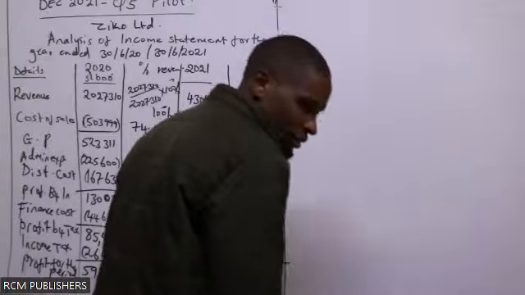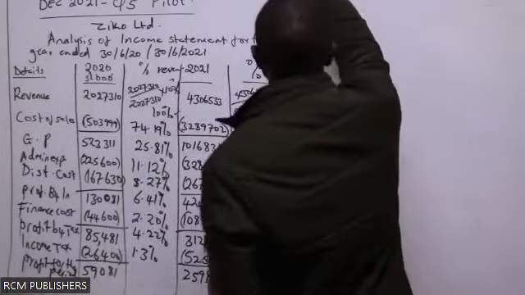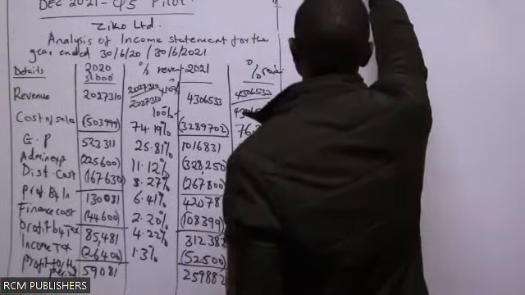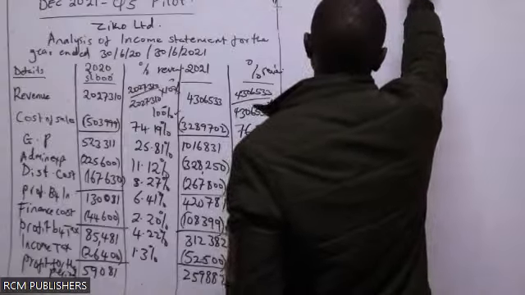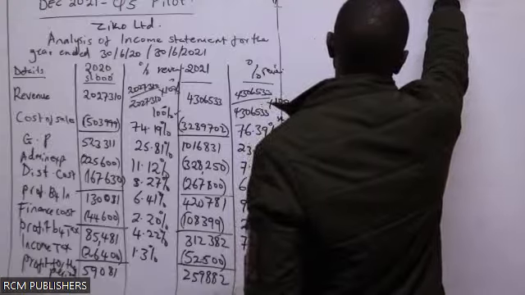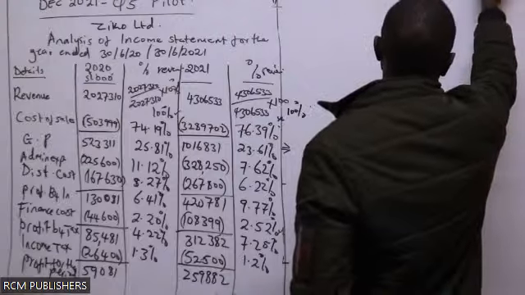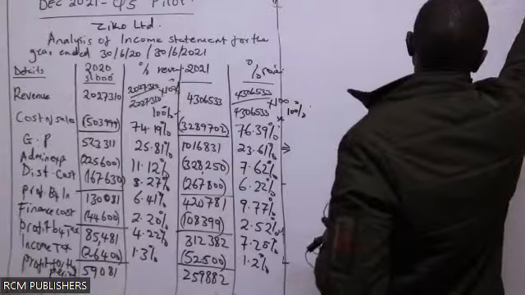Go to dividend. Details. Then you have 2020 shillings in thousand. Then percentage of revenue. And then you have 2021 shillings in thousand. And then a percentage of sales or revenue.